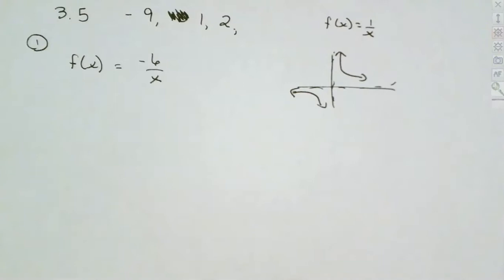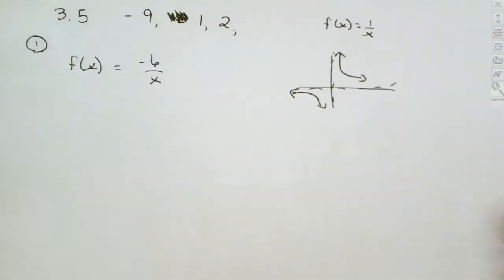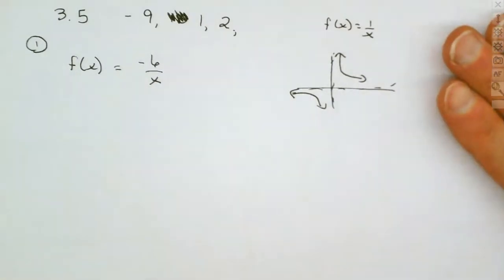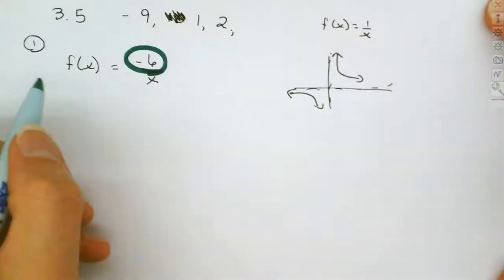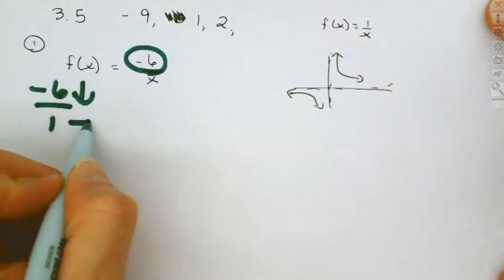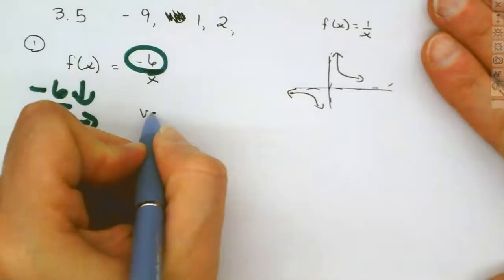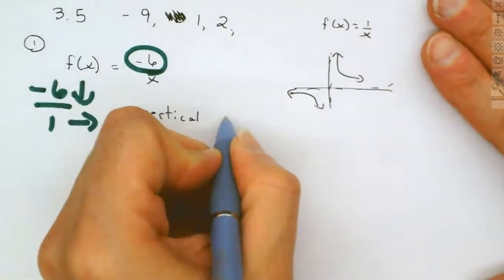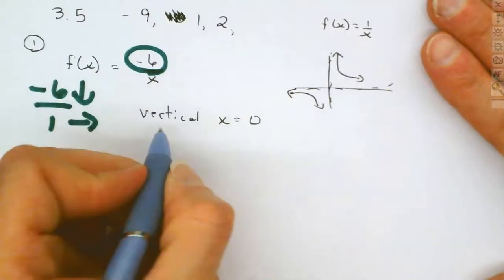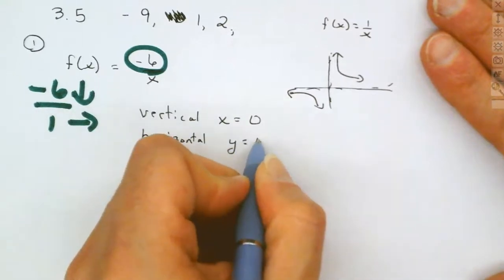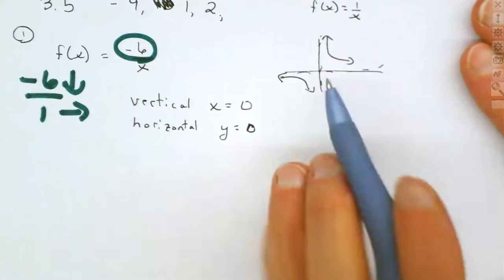Now, are we moving this up or down any? Is there a number on the end here? No. Are we shifting it left or right any? No. So what is the basic graph going to look like? This. What does that negative 6 do? That negative 6 means we go down 6 and we go over 1. So what's our vertical and our horizontal going to be? The vertical is x equals 0, and the horizontal is y equals 0. So those are our dotted lines, right? So it's going to look like this.